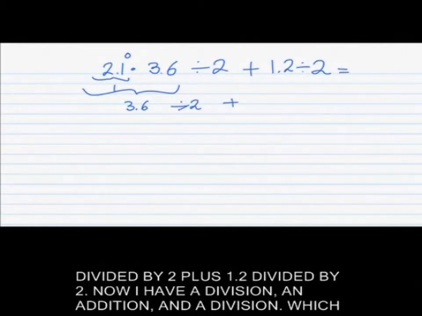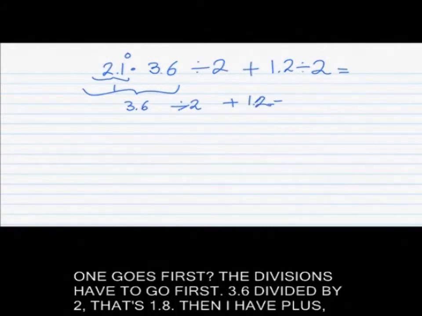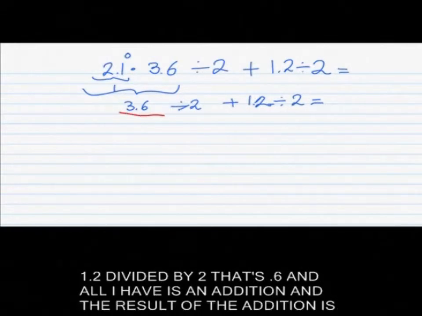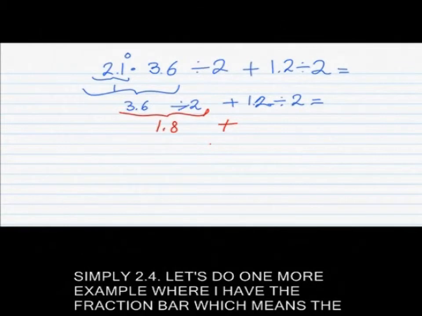Now I have a division, an addition, and a division. Which one goes first? The divisions have to go first. 3.6 divided by 2, that's 1.8. Then I have plus 1.2 divided by 2, that's 0.6. And all I have is an addition, and the result of the addition is simply 2.4.